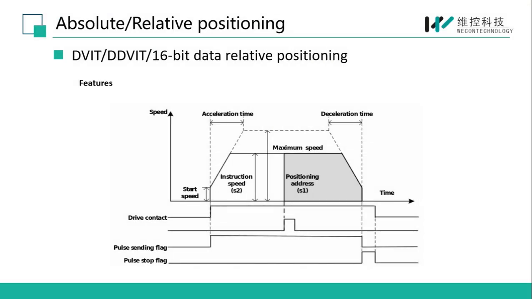We can see it in these features. So at first, when the instruction is running, it will output pulses. When the interrupt signal is received, it continues sending output pulses. But when the number reaches our set value, it will stop.